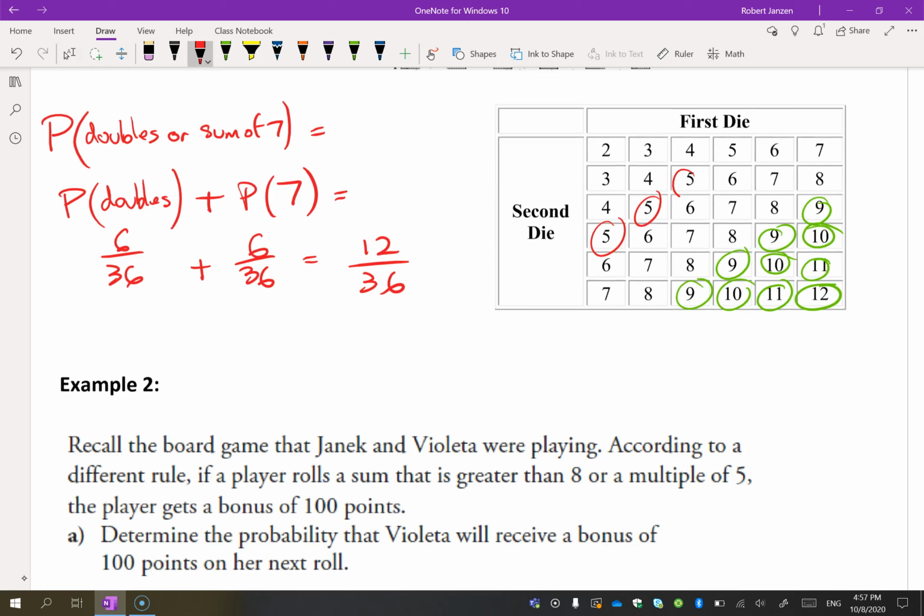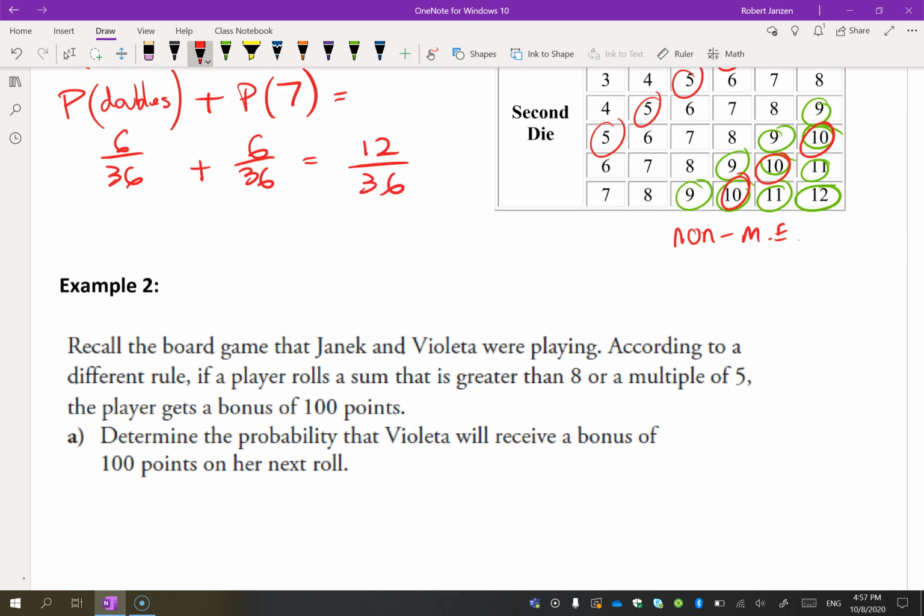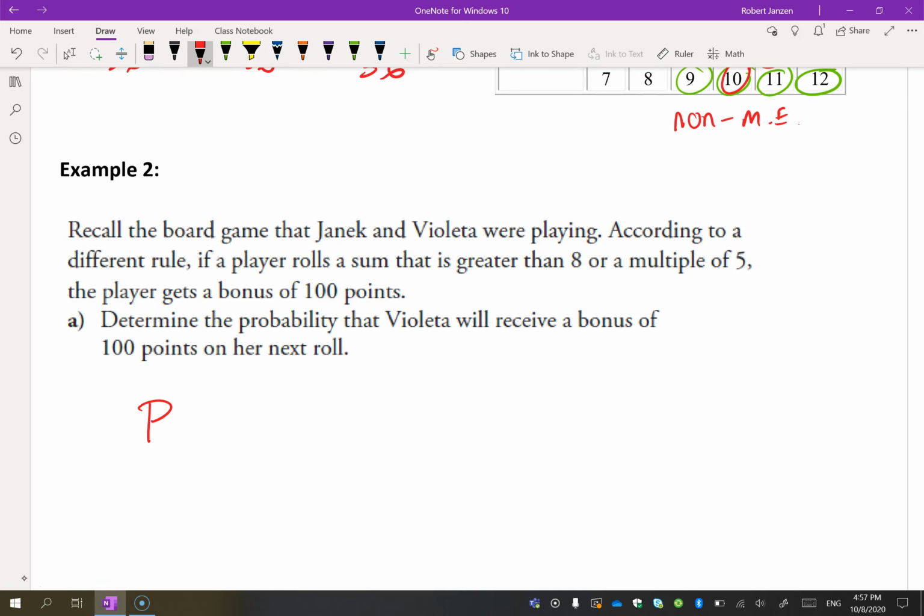5, 5, 5, 5, and then 10, 10, 10. So these are not mutually exclusive. So I'm going to say non-mutually exclusive events. So what is the probability of greater than 8 or a multiple of 5?